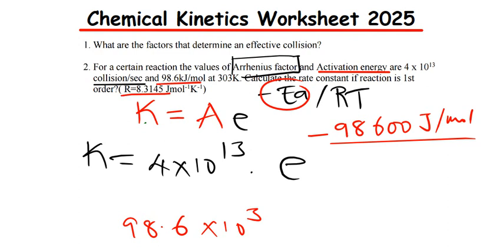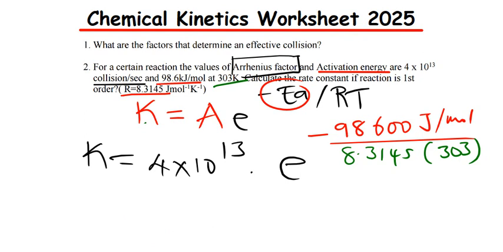Each time you're dealing with chemical kinetics, just know that it's 8.3145. Okay, and then that's multiplied by the temperature. The temperature should be in Kelvin, which has been given to us in Kelvin already, 303. So now do well to grab your calculator and just perform the calculations there. So what do we have?